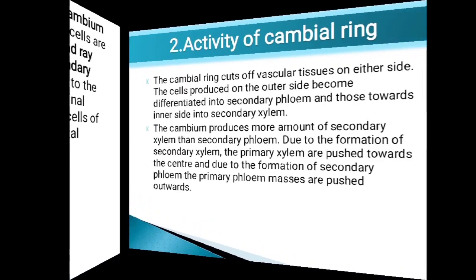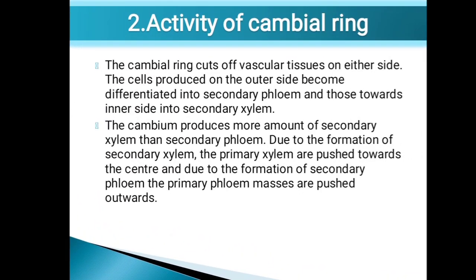Now the second point, the activity of cambial ring. After the formation of the cambial ring, now the activity begins. Let us study what it is. The cambial ring cuts off vascular tissues on either side. The cells produced on the outer side become differentiated into secondary phloem, whereas the cells on the inner side develop into secondary xylem. So the cambium produces a greater amount of secondary xylem than secondary phloem.